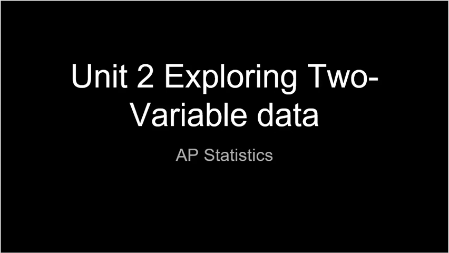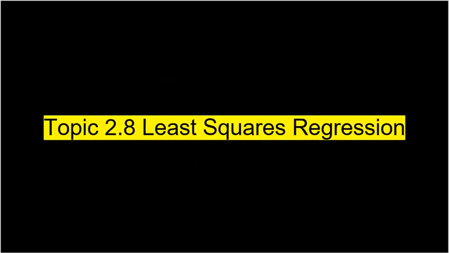All right, welcome to Unit 2, Exploring Two-Variable Data for AP Statistics. We are in the middle of Topic 2.8, Least Squares Regression. Now, we already watched Part A, and now we're going to move on to Part B.